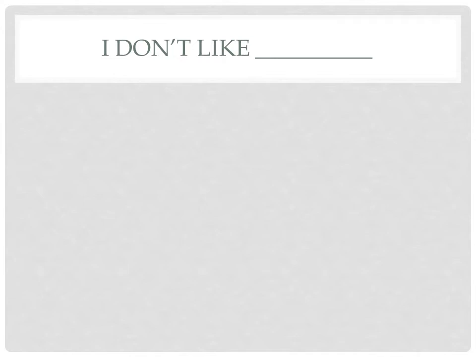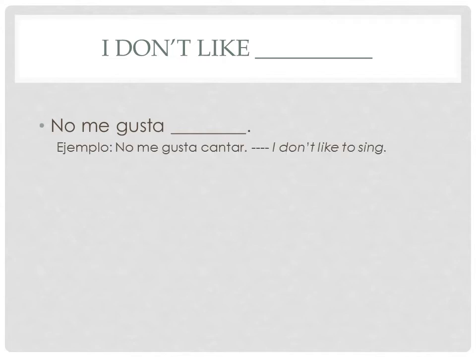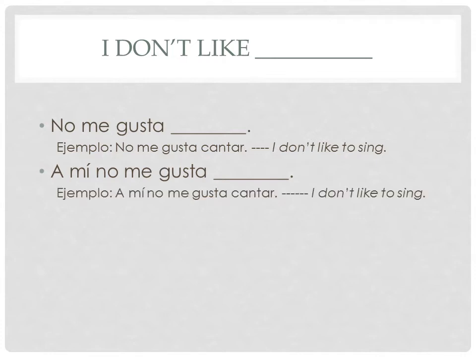Well, let's talk now about saying I don't like. To say I don't like, we say no me gusta. For example, no me gusta cantar. I don't like to sing. Now you could also say a mí no me gusta and whatever else. For example, a mí no me gusta cantar. I don't like to sing.